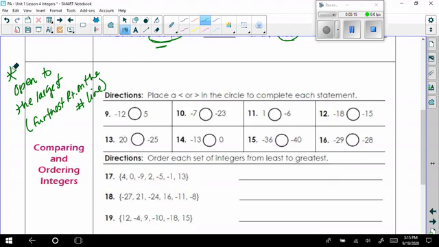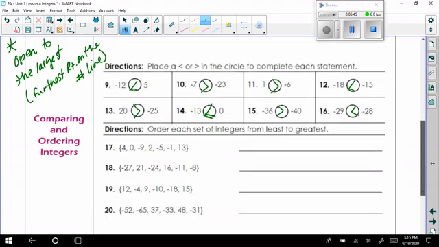So go ahead and try them on your own. Pause me, and then check in just a moment. All right, so 5 is bigger than negative 12. Negative 7 is bigger than negative 23. 1 is larger. Negative 15 is larger. 20 is larger. 0 is larger than the negative. Negative 36 is larger than negative 40, and negative 28 is larger than 29 because it's further right on the number line.